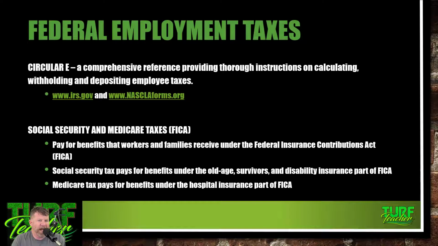Circular E is a comprehensive reference providing thorough instructions on calculating, withholding, and depositing employee taxes. You can go to IRS.gov or NCICLBforms.org and see the Circular E reference. Social Security and Medicare taxes, FICA, pay for the benefits that workers and families receive under the Federal Insurance Contributions Act, or FICA. Social Security tax pays for the benefits under the Old Age, Survivors, and Disability Insurance part of FICA. Medicare tax pays for benefits under the hospital insurance part of FICA.